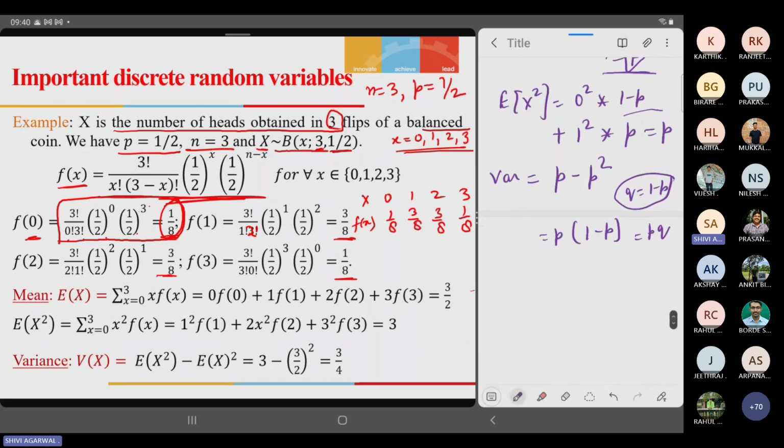Okay. So now we can use this x and f(x) and find the expected value of x. That is the summation of x multiplied by f(x) for x equal to 0 to 3. So 0 multiplied by f(0), 1 multiplied by f(1), 2 multiplied by f(2), 3 multiplied by f(3). And the answer is 3 by 2.